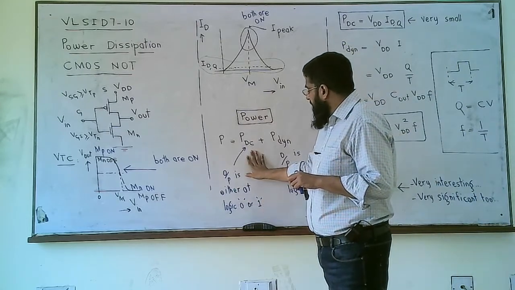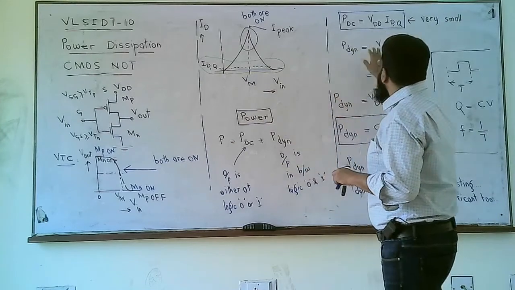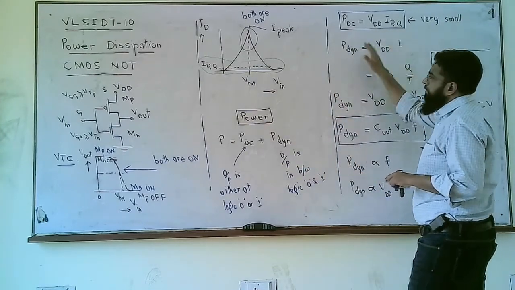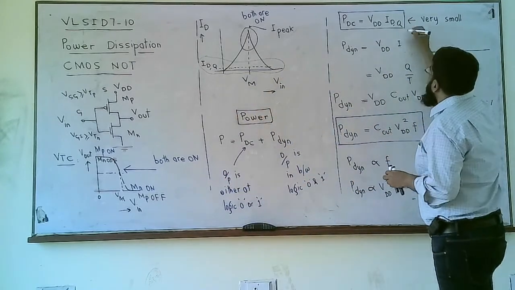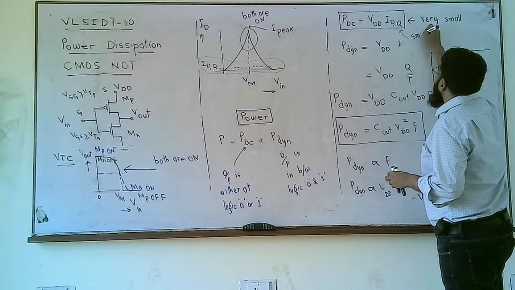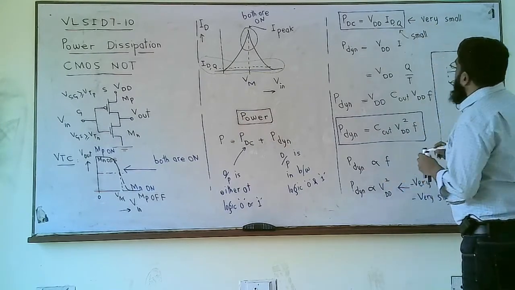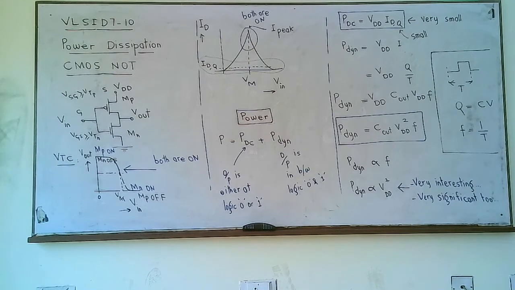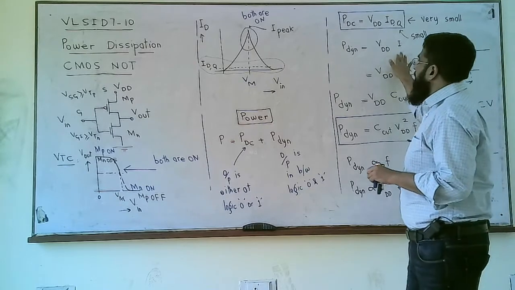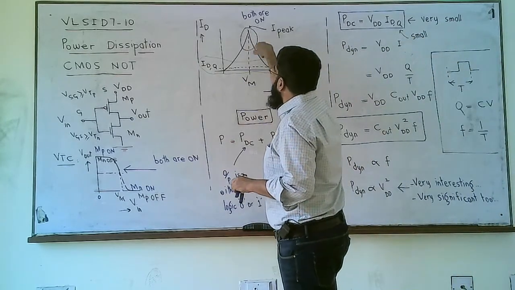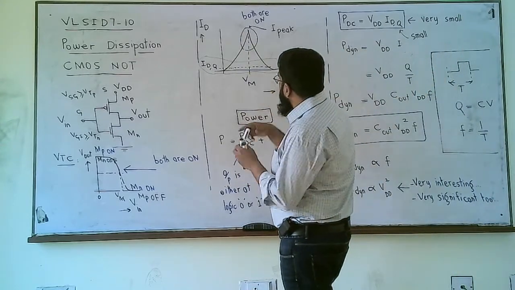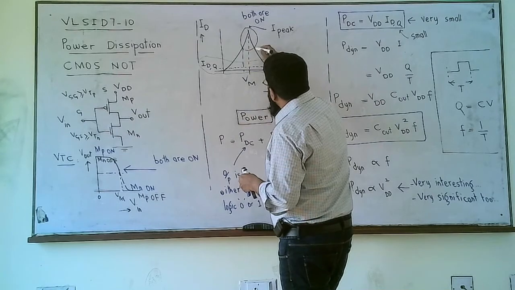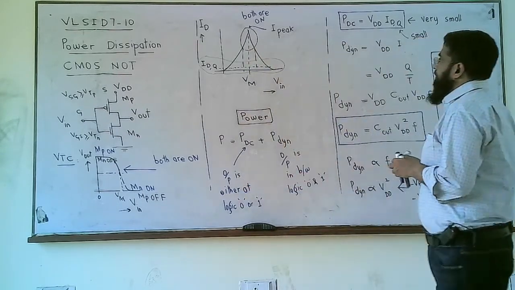When the output is either at logic 0 or logic 1, the power that is dissipated is PDC, and PDC is very small because it is VDD times this small current IDQ. Because IDQ is small, this PDC is small. P dynamic is a significant power that is dissipated in this circuit when we have the maximum current flowing, in this area. When we are at voltages around VM, we have maximum power dissipated in the circuit because there is maximum current I.